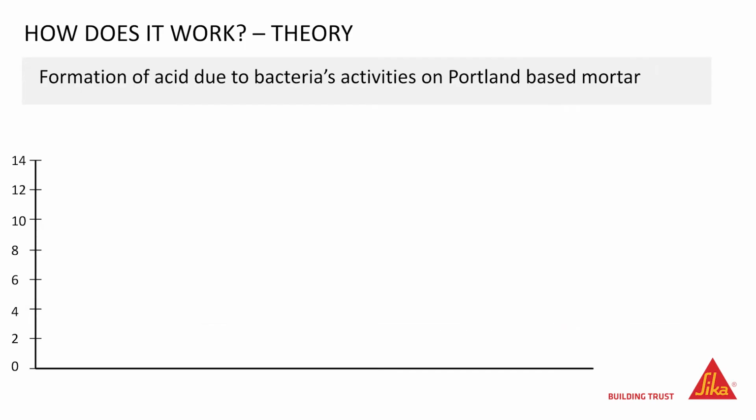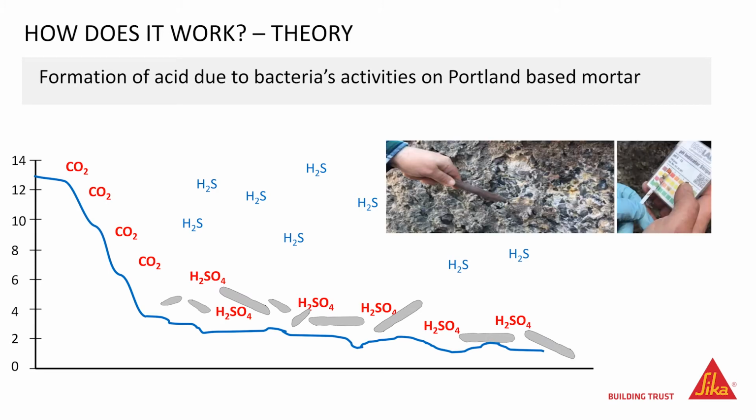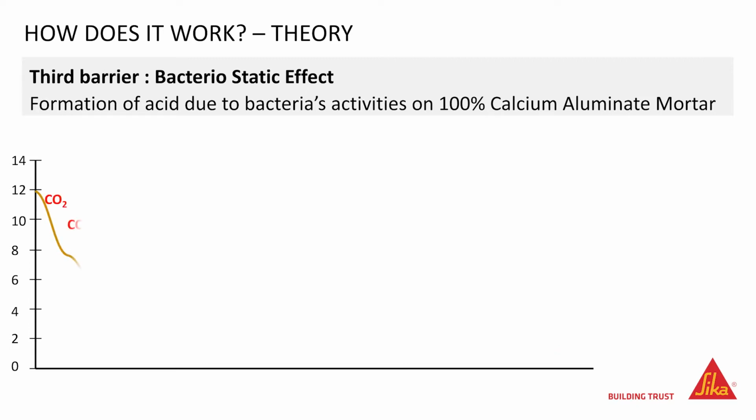Now let's have a look at the behaviour of concrete or Portland-based repair mortars. Initially, due to carbonation, the pH drops, and when certain conditions arise, acid is formed due to the biogenic activities, and the pH drops continuously to around 2, in some cases even 1, like in the photo from the project in Morocco.